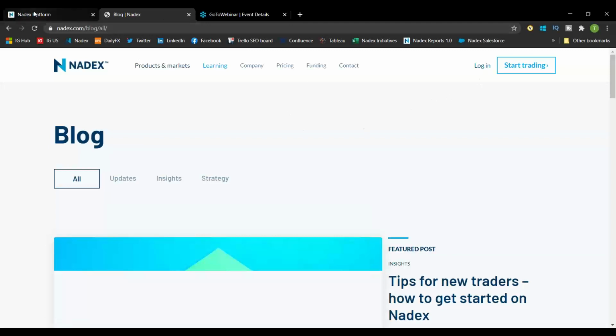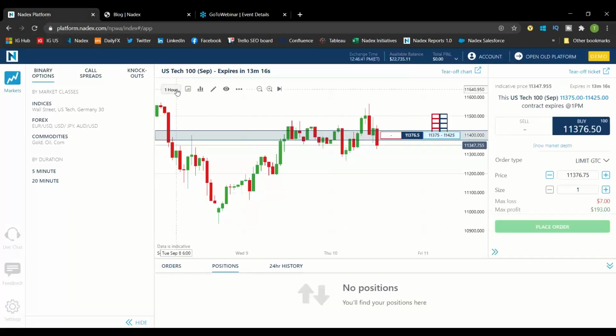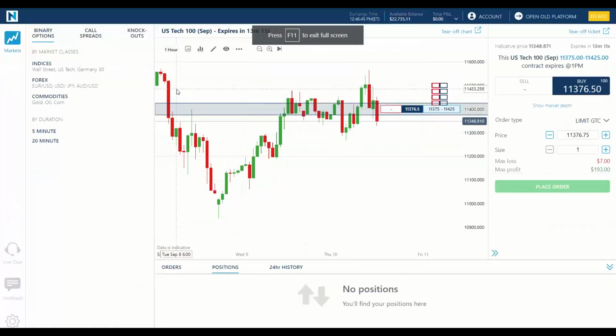All right, when we log into the platform, and I'm going to now jump over to the platform, let's do this so you can see my screen a little easier. I want to make it as big as I can. All right, you should now be seeing the Nadex platform.